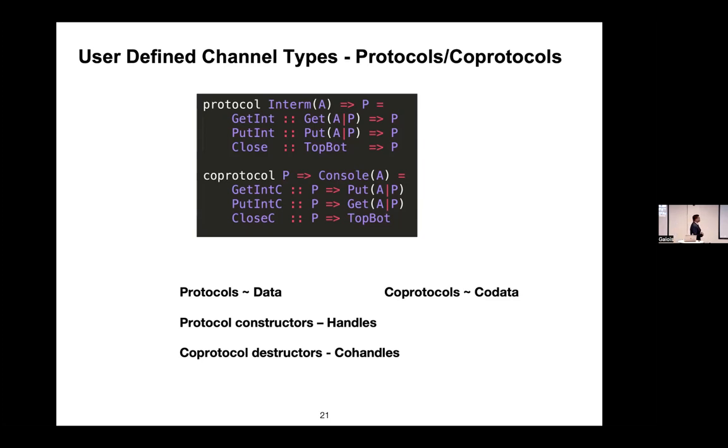So similar to codata types, we have coprotocols here. One difference between protocols and coprotocols is that protocols are used with output channels and coprotocols are used with input channels. And the destructors of coprotocols here are called coprotocol handles.